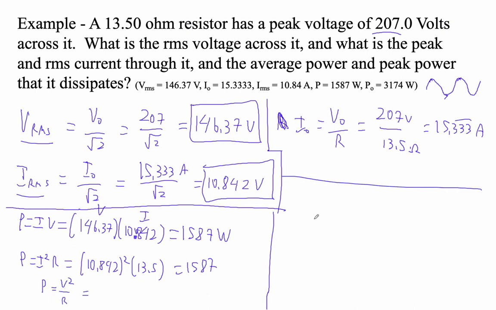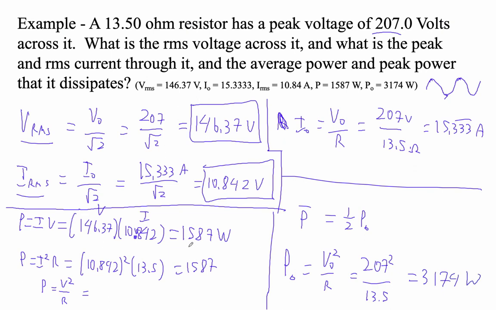Now we want to know the peak power. Well, the average power is 1/2 the peak power. So I could just multiply this by 2, but let's have fun. The peak power will just be peak voltage squared divided by R. That's the easiest way. So 207 squared divided by 13.5. That's 3174.